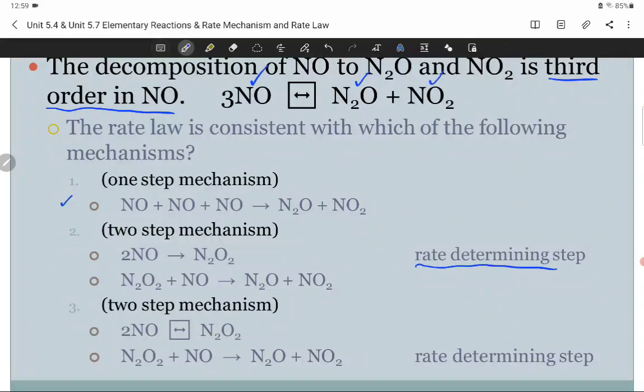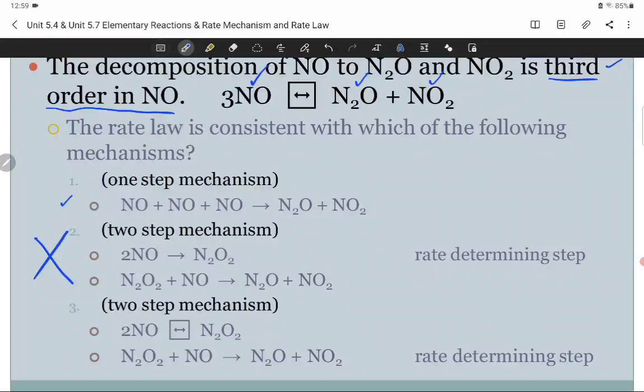This one has a rate determining step. So that means that the rate law should match up with that. So the rate would equal K, NO, and remember the coefficients in the rate determining step have to match the power, the order of reaction. So that looks good, except it's supposed to be third order, and I have second order. So for that reason, I don't like mechanism number 2 here.